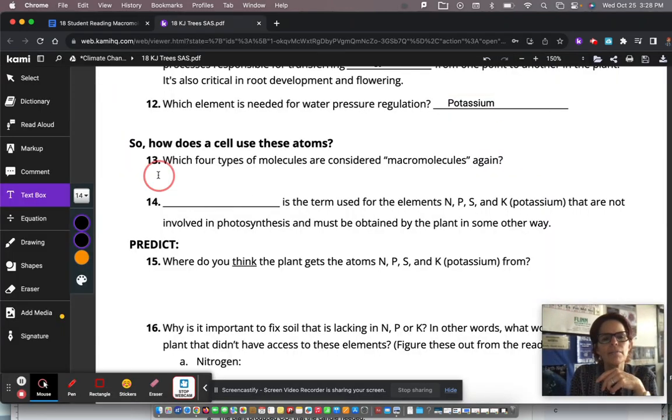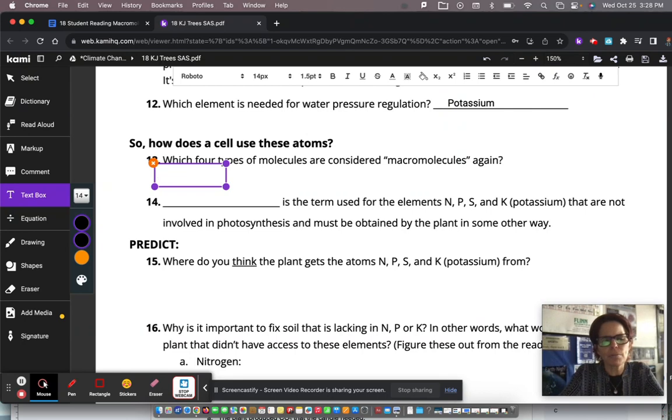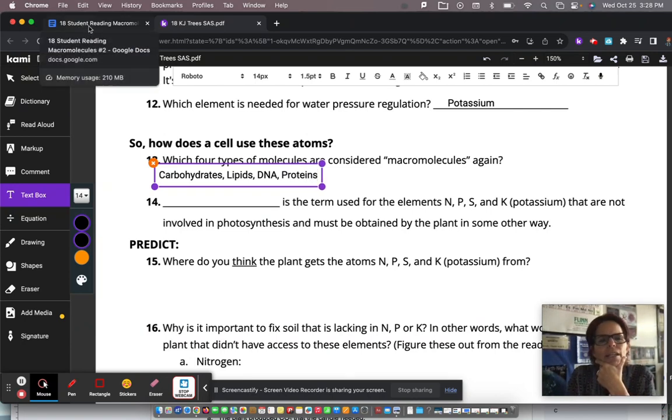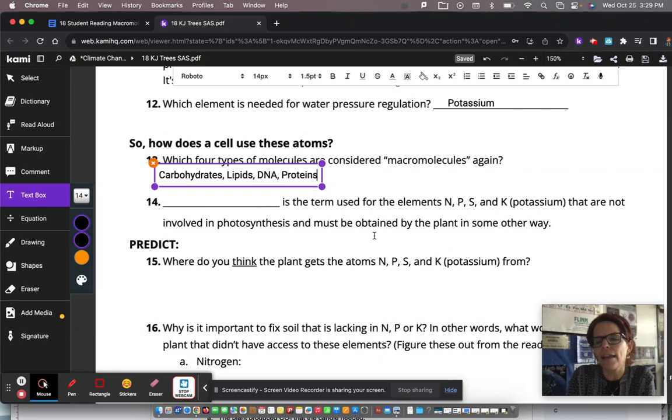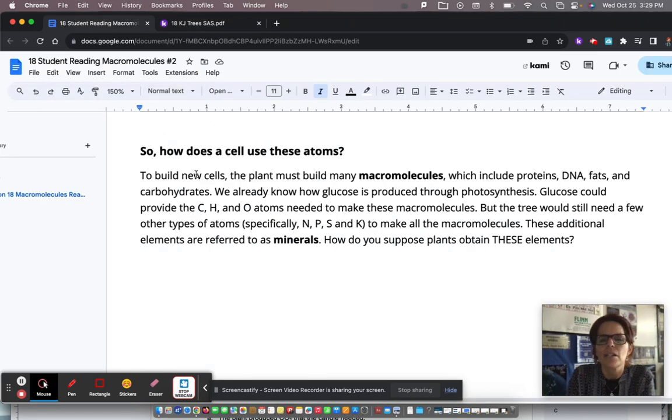So the four types, I'll do them in the order I remember. Carbohydrates and lipids, the fats, and DNA. And then the last one we learned about in our notes was proteins from class. Okay, and then just so we know what to listen for, blank is the term used for the elements N, P, S, and K that are not involved in photosynthesis and must be obtained by the plant in some other way. So let's see what that is.